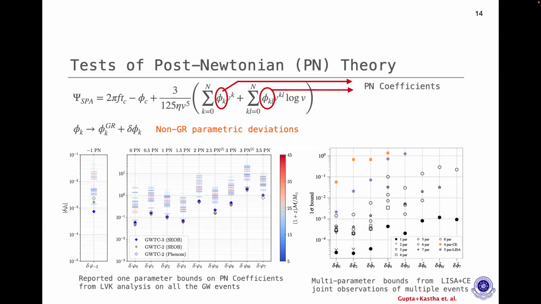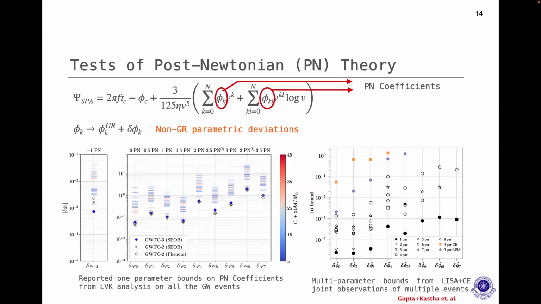As you can see from the labels, the first one is delta phi 0, which is a 0 PN deviation. Then there's delta phi 1, which is a 0.5 PN deviation, and so on: 1 PN, 1.5 PN, and so on. I thought k was an integer, so what is 0.5? This is a post-Newtonian notion. 1 PN order means v squared over c squared. So 1.5 PN is v cubed over c cubed, and 0.5 PN is a v/c correction.